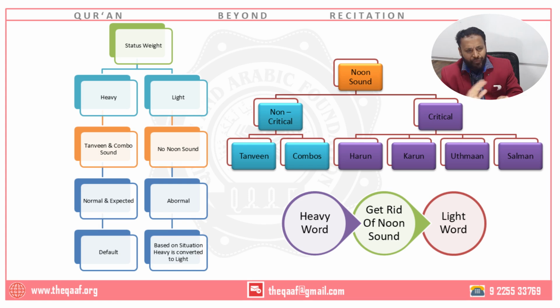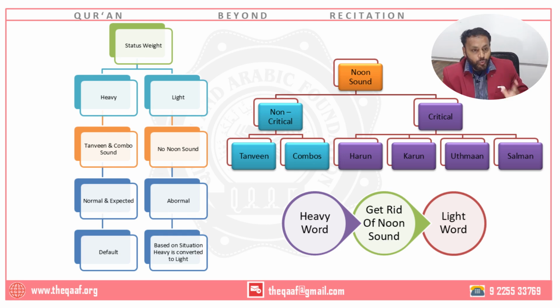Though you can get rid of it because we have added it. It will not change the meaning of the word. It will change the status, number, gender. We'll see it. But the critical one, which is part of the word, you can't get rid of it. That has to remain. So what we are studying here is the non-critical noon sound that is generated from tanween or ending combination. Okay, this is one disclaimer that you should be aware of.